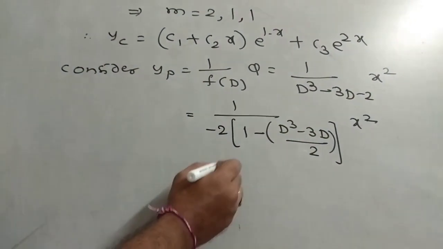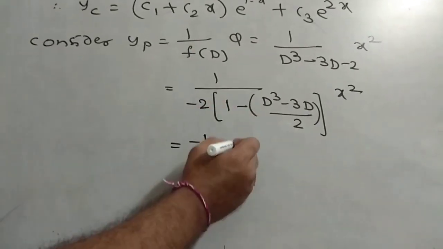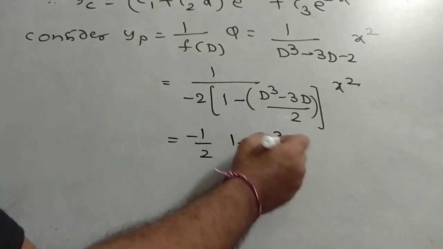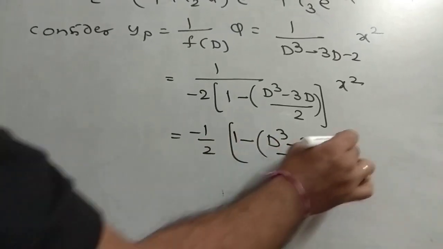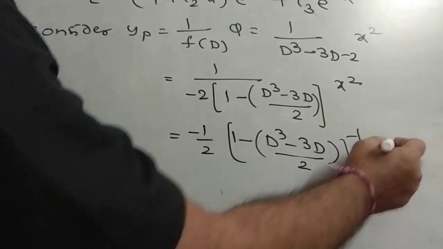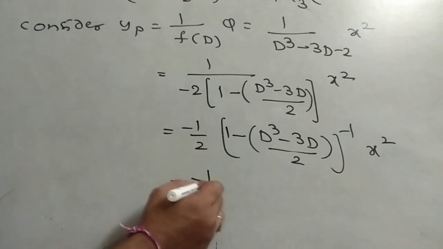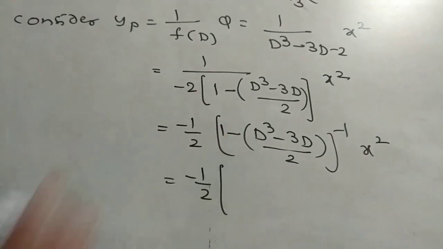So now I am writing minus 1 by 2, that I am taking to the numerator. 1 minus (d cube minus 3d) divided by 2, this whole to the power of minus 1, this is of x square. So it becomes minus 1 by 2. Now what do you think about this one?